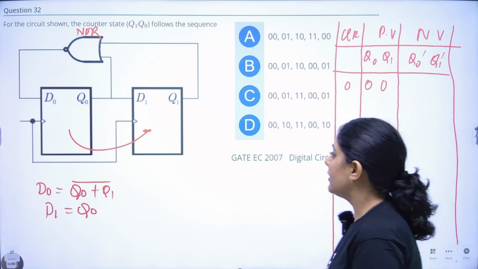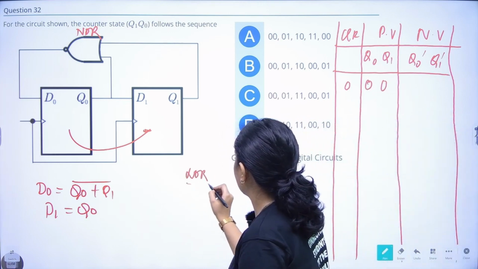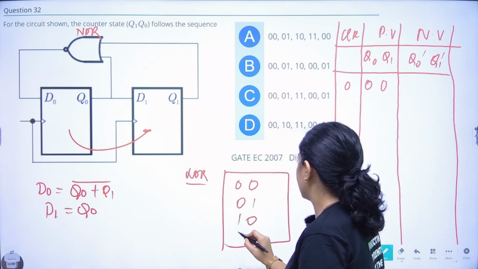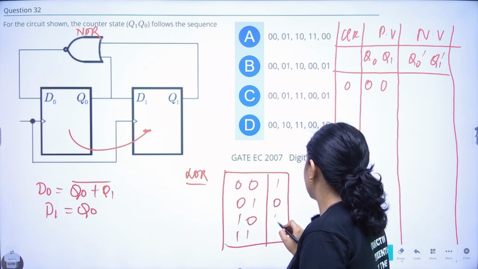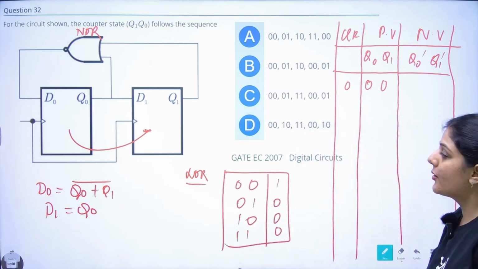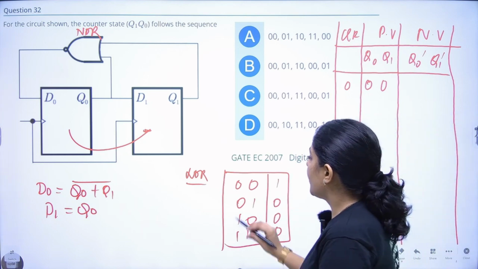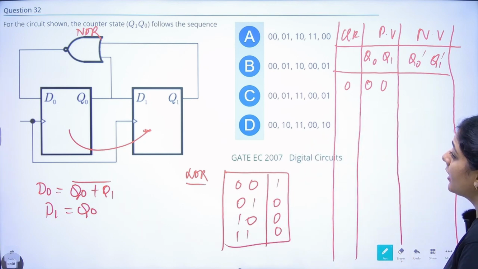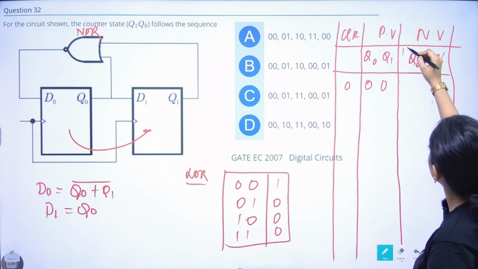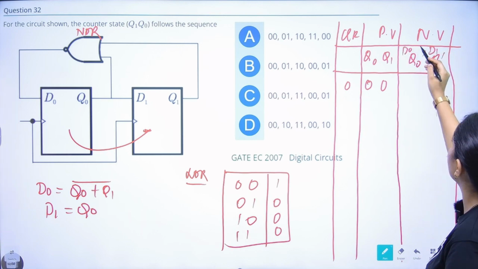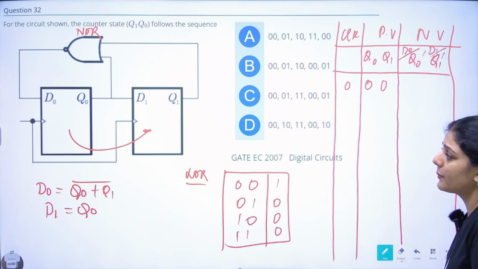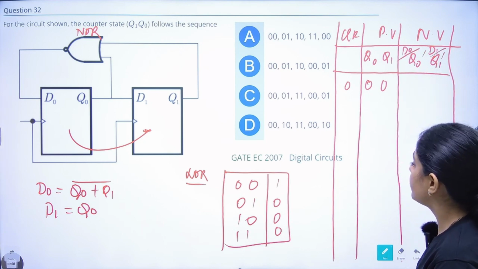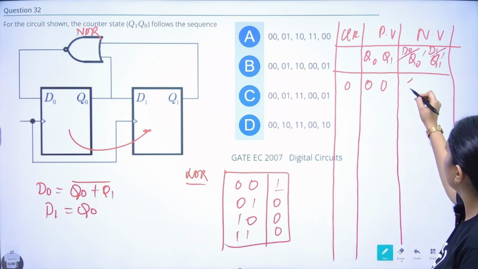Okay, NOR table, you know what's happening in the NOR truth table. This is your NOR truth table. So now Q0 plus Q1 bar, you can directly do it also. So what's happening for D0? This means D0 and this means D1 also, same thing, because they are transparent. So what's happening with the D naught value? The D naught value will become 0, 0 and the NOR value will become 1.